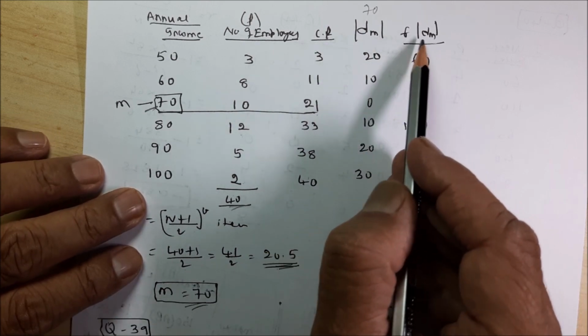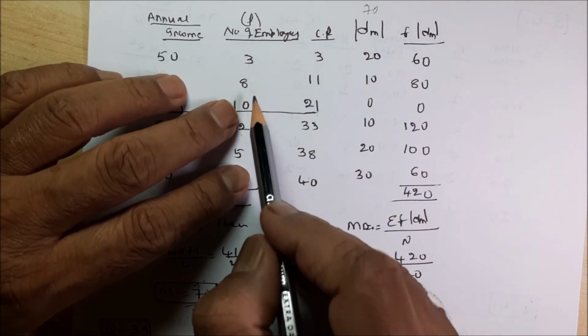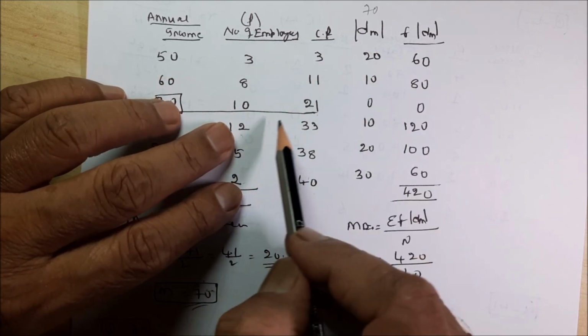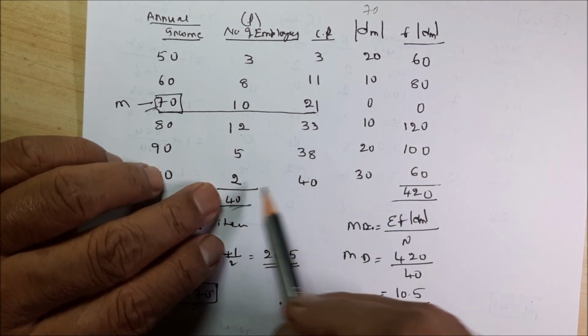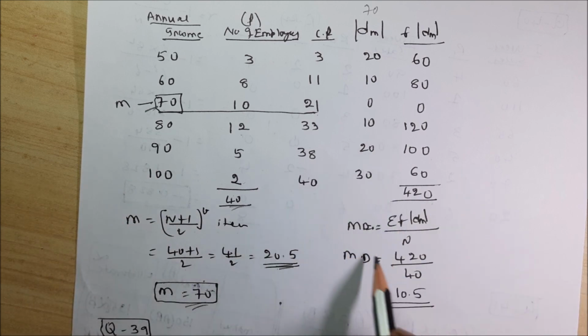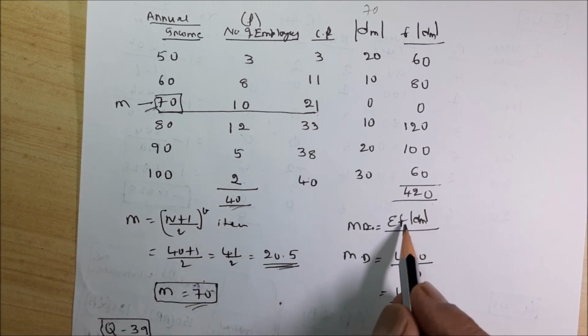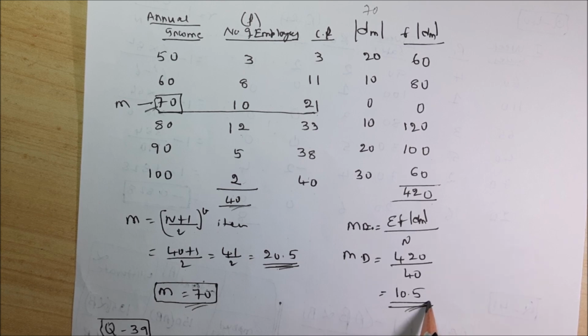Then frequency into modulus dm, you will get 3 into 20 is 60, 8 into 10 is 80, 10 into 0 is 0, 12 into 10 is 120, 5 into 20 is 100, 2 into 30 is 60, then it comes to 420. Then mean deviation is equal to summation of f into modulus dm divided by n. Mean deviation is equal to 420 divided by 40 is 10.5. So mean deviation from median answer is 10.5.